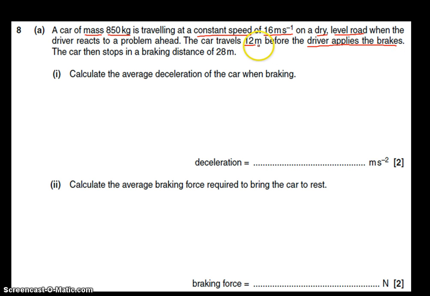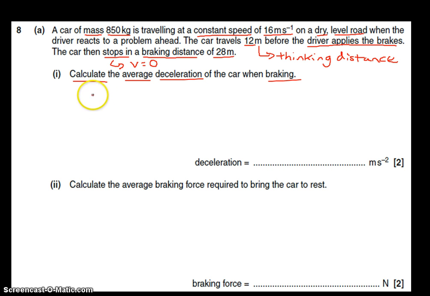Now if you remember back to P3, this is going to be the driver's thinking distance. So his reaction time is constant, and depending on the speed he's going depends on how far he will travel before he will put his foot on the brake. So that's his thinking distance. He then says that after he's applied the brakes, the car then stops. So when you see the phrase stops, that's important because that means his final speed is going to be 0. Okay, and we know the braking distance of 18 meters. So calculate the average deceleration of the car when braking.